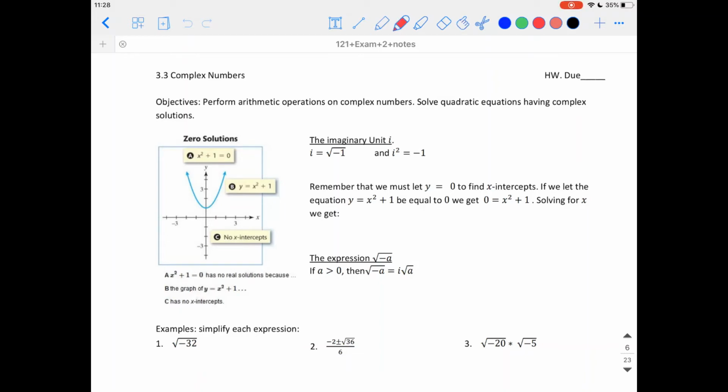In this section, we're going to be talking about complex numbers. So objectives, we're going to perform arithmetic operations on complex numbers and solve quadratic equations having complex solutions.